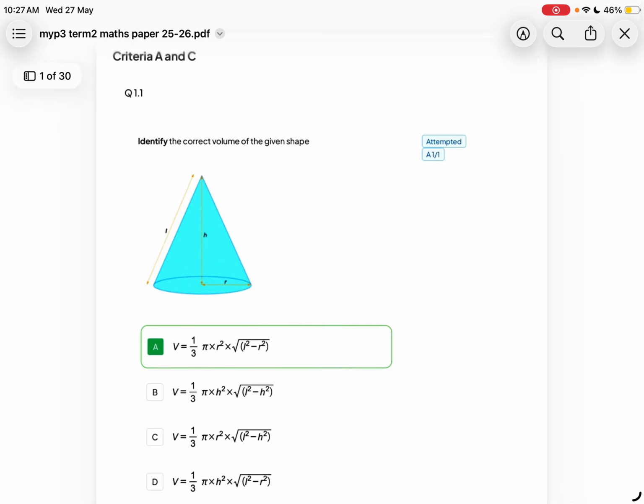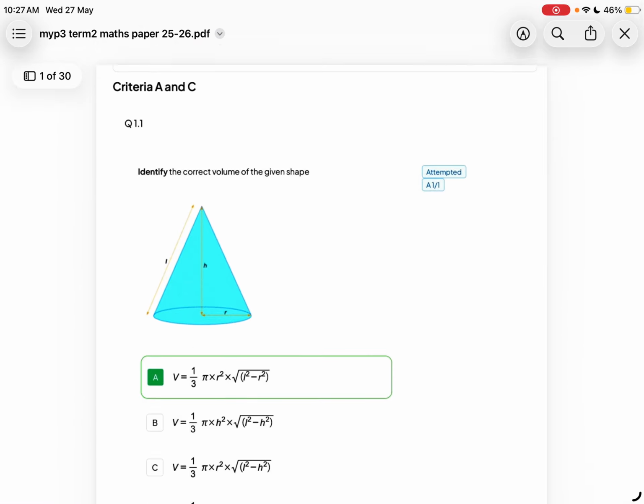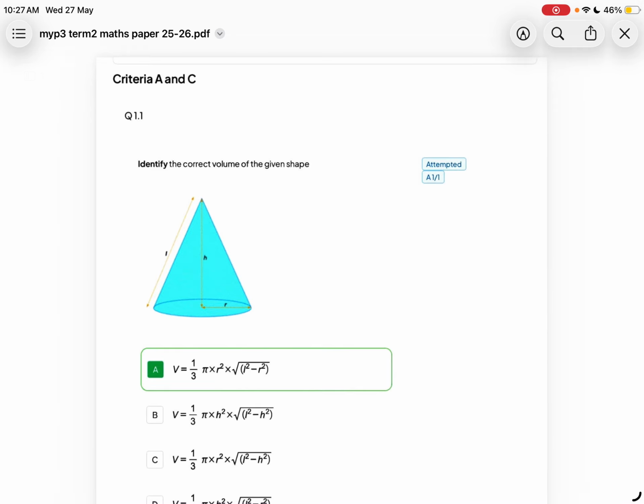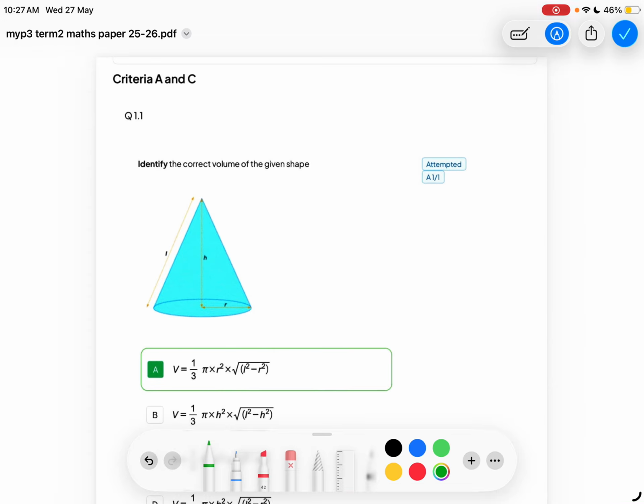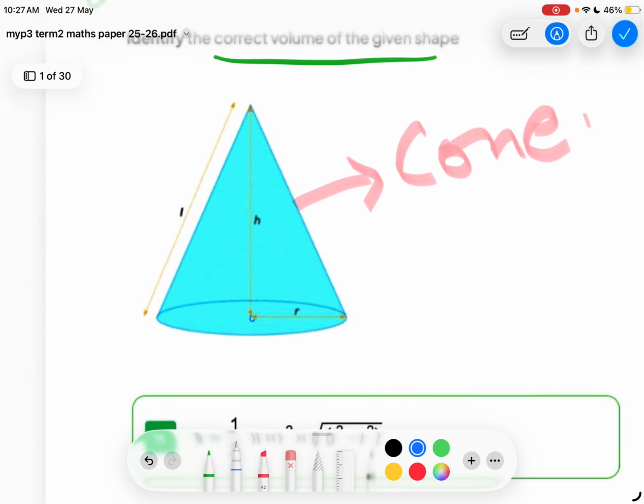Okay, so we'll be solving this 1.1 term 2 maths paper 2025-2026 MYP3. Let's see, in the 1.1 question it says identify the correct volume of the given shape. If you see this shape, this is a cone, right? And in a cone we have this as the radius, this is height, and this is slant height. Okay, L is the slant height.